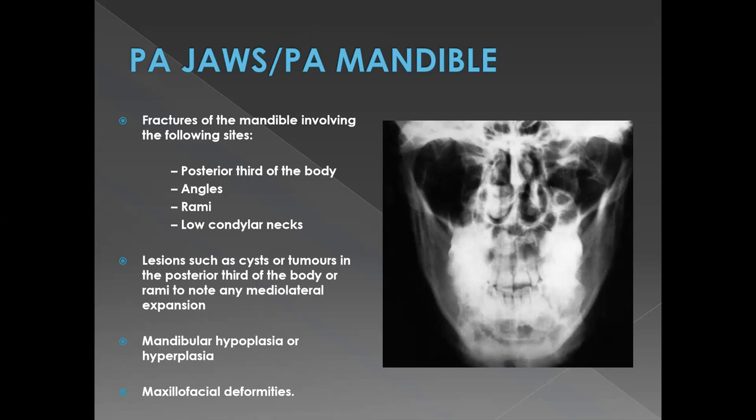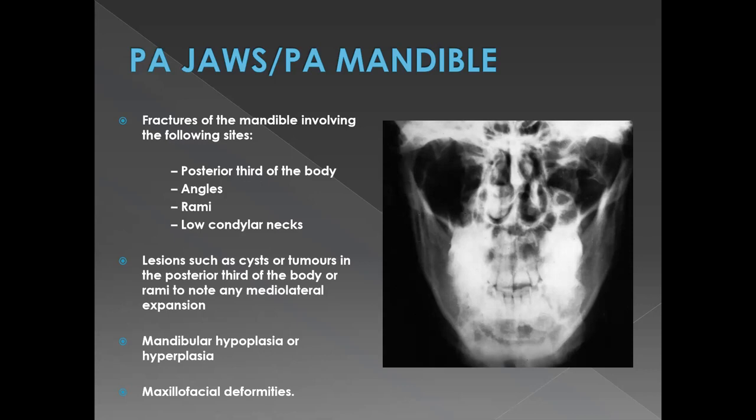Now, lesions such as cysts and tumors in the posterior third of the body or ramus can also be evaluated using this X-ray. Especially you may be able to note the mediolateral expansion. And this is something you cannot do with an OPG. It won't show you the mediolateral expansion of the lesion. However, with the PA jaws, you can do that.